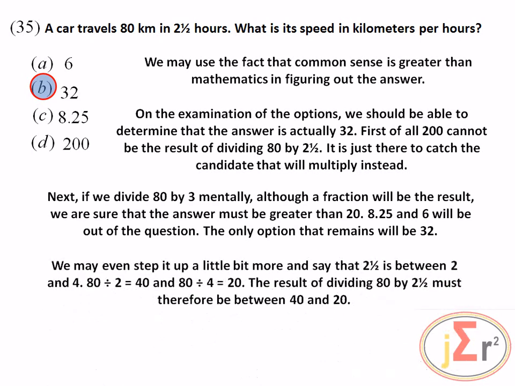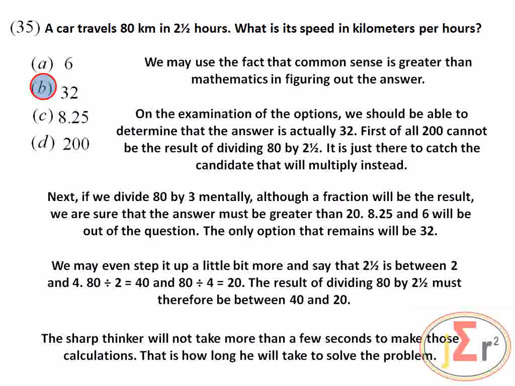We may even step it up a little bit more and say that 2.5 is between 2 and 4. 80 divided by 2 is 40 and 80 divided by 4 is 20. The result of dividing 80 by 2.5 must therefore be between 40 and 20. Therefore, we are sure that the answer must be 32. The sharp thinker will not take more than a few seconds to make those calculations. That is how long he will take to solve the problem.